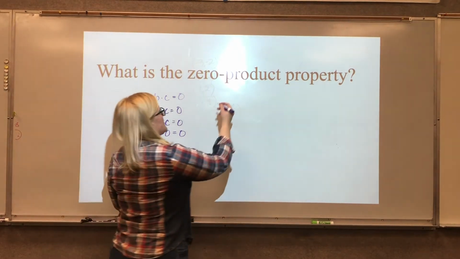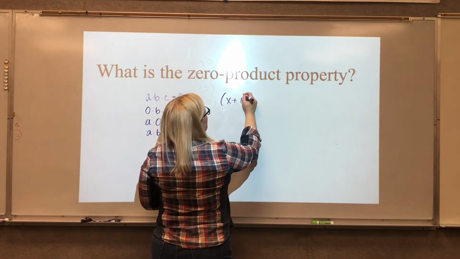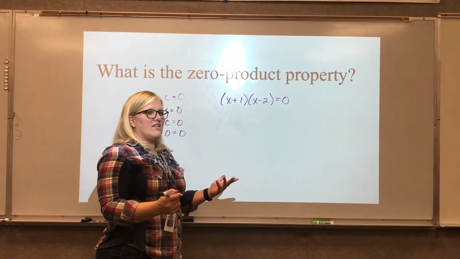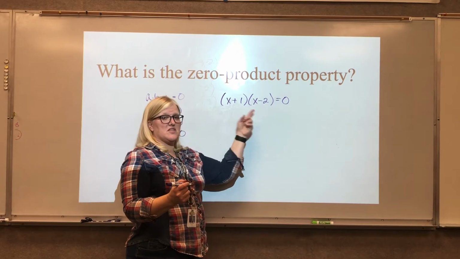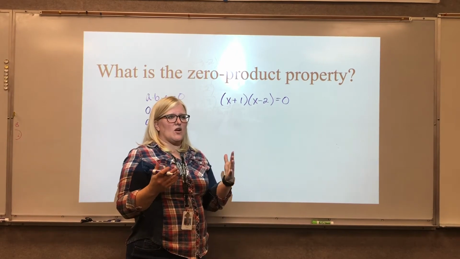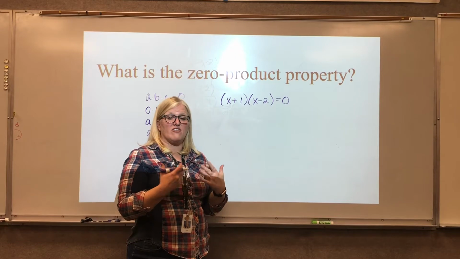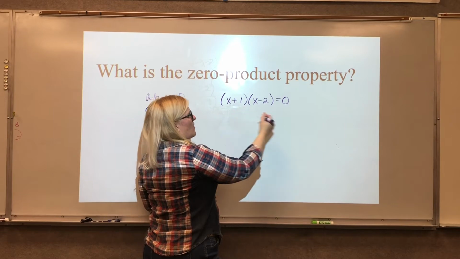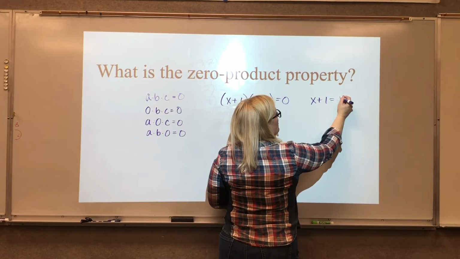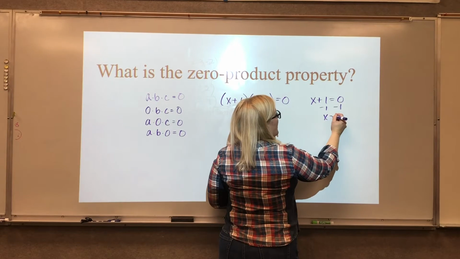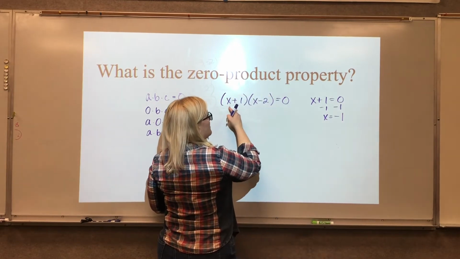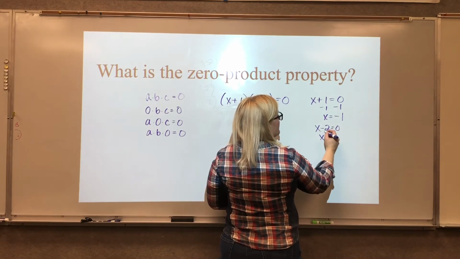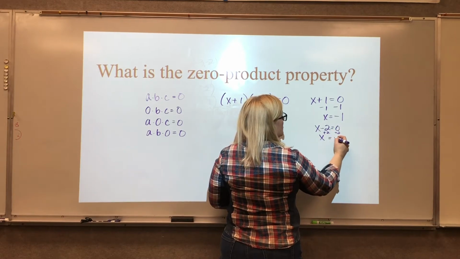So say we had an example that looked like this. We had x plus 1 times x minus 2 equals 0. Well, that means that one of these has to be 0. And I don't really care which one, so we have to take into consideration if both of them are 0. So what is it here that makes x 0? Well, I can set that equal to 0. And I subtract 1 from both sides, and I have x equals negative 1. So over here, x minus 2 equals 0. I add 2 to both sides, so x equals 2.